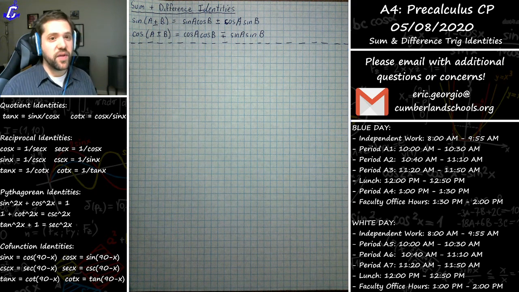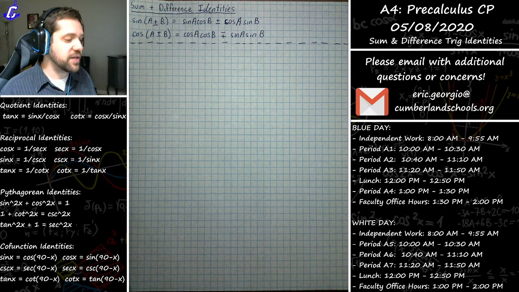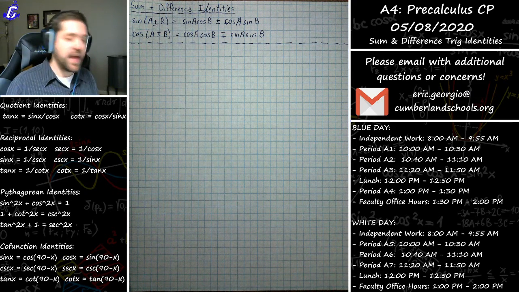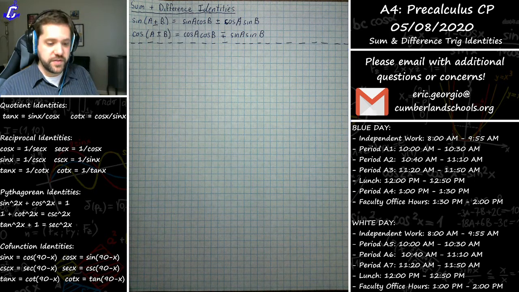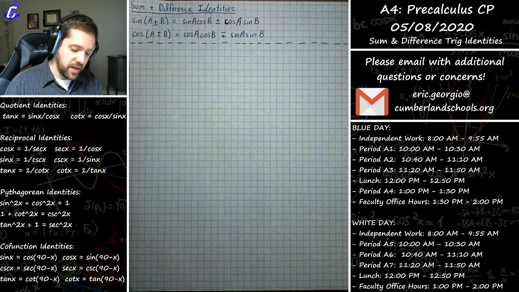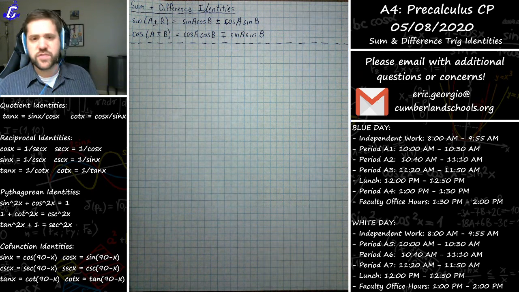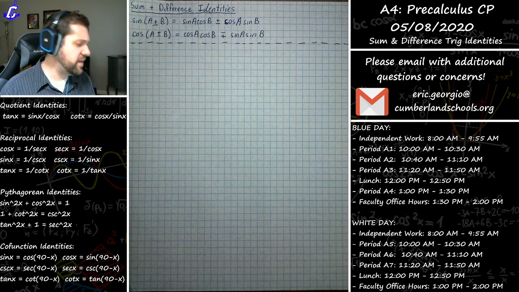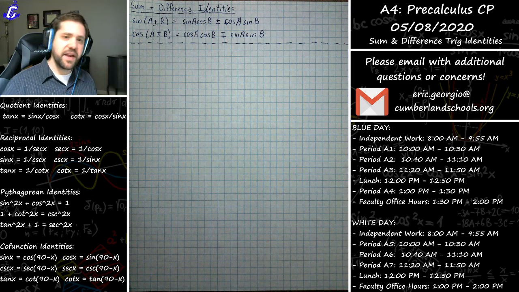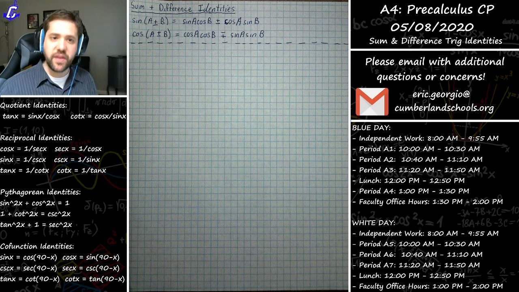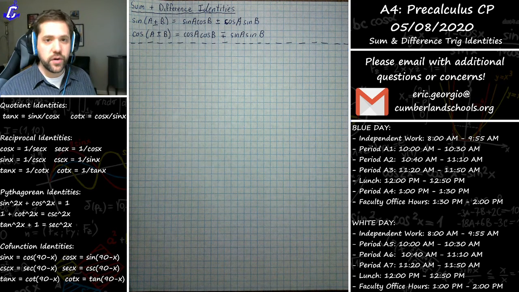Today, what I'd like to do with you is continue our conversation on sum and difference identities and eventually work our way into proofs involving sum and difference identities. You're going to notice that, just like with simplifying expressions, identity proofs are really the same thing we've been doing all along. You're now just given a goal to work towards.